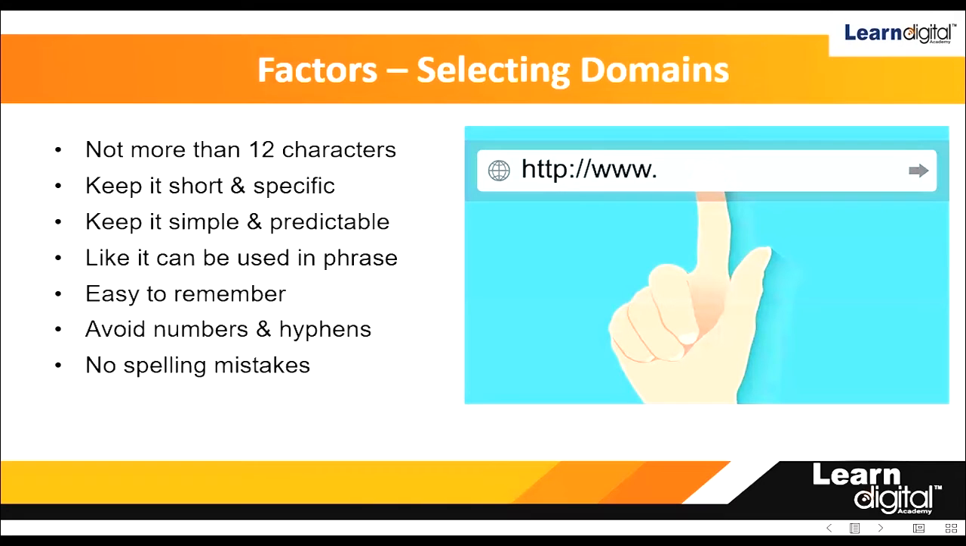Although you can go more than 12, why 12 here? Because it's a short name, right? Keep it short and specific. Why short? Because it is easy to remember, right? It is simple and predictable as well. Or in fact you can use rhyming types of words for your website as well, right? And avoid numbers and hyphens.